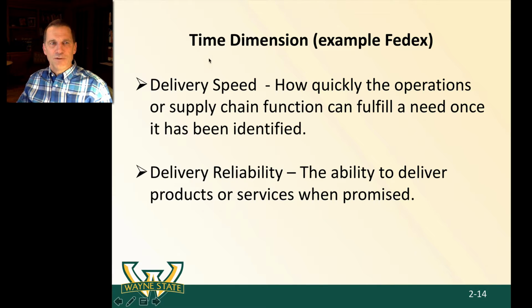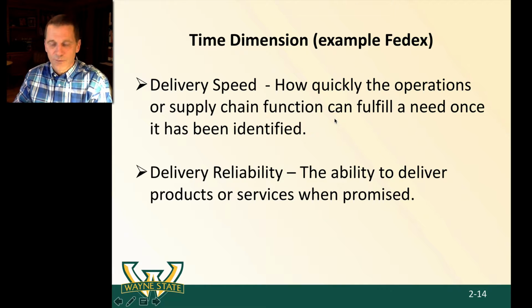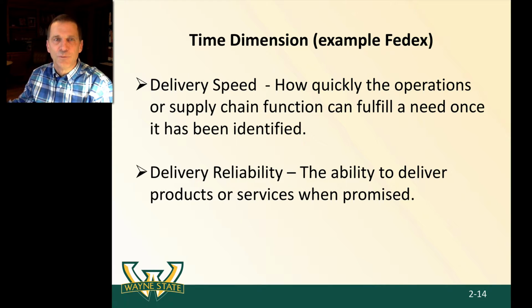The time dimension of competing in operations, one is delivery speed and the other is delivery reliability. Delivery speed refers to how quickly the operations or supply chain can fulfill a need once it's been identified. How long does that take? And number 2 is the delivery reliability, and that just means, do we do what we say we will do when it comes to delivery? When we promise, does it happen?